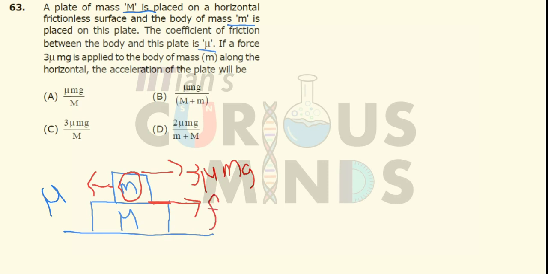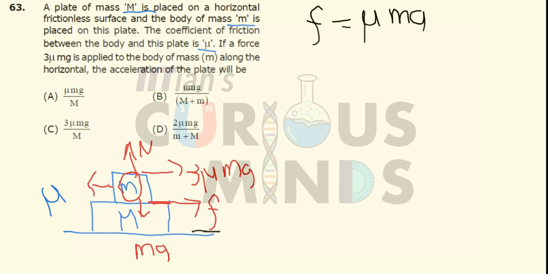Now the maximum friction force in this case: the normal force acts in the upward direction, and there will be mg in the downward direction. So the friction force will be simply equal to mu mg, and this is the only force which acts on the plate capital M.